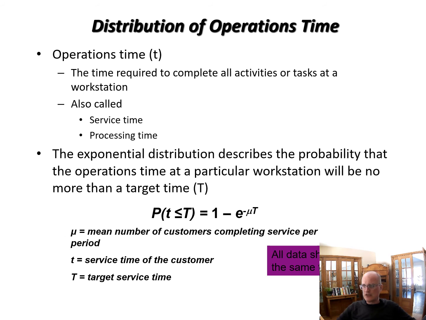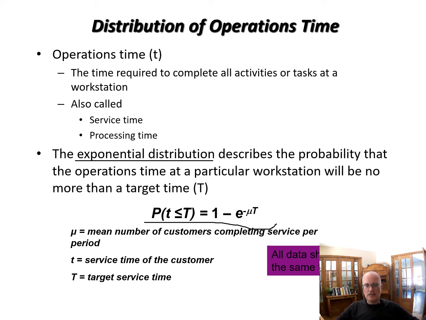The next thing that we're interested in is the distribution of service time, operations time. That's the amount of time that you spend with a customer. And that is usually described by what's called an exponential distribution, which is shown right here. It's the time required to complete the service. Not all customers take the exact same amount of time, so we have a distribution. Some customers take longer, some customers take shorter. That can be called service time or processing time.